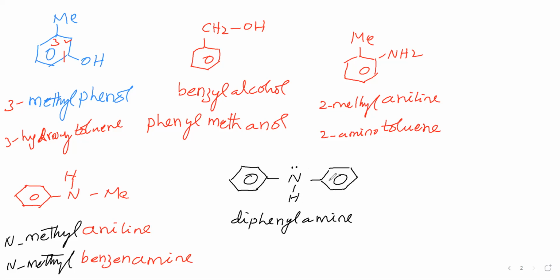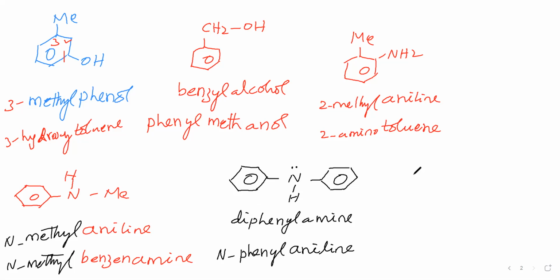Next, this part I will take it as aniline. This we will take it as phenyl. It is attached to N, therefore N-phenyl aniline. So we can call this as a diphenyl amine, otherwise N-phenyl aniline we can say.